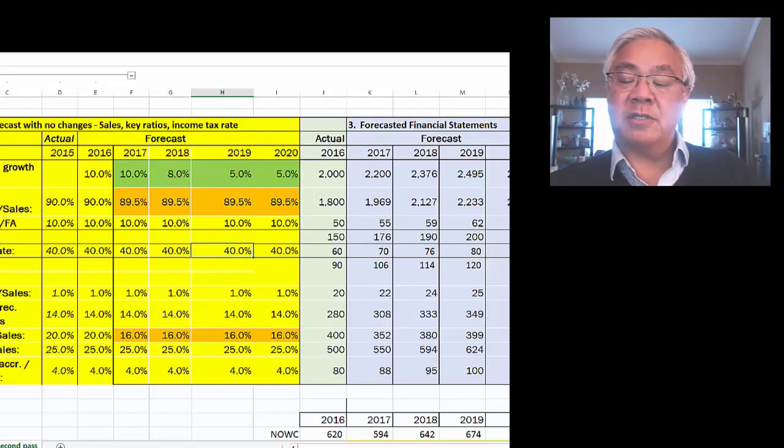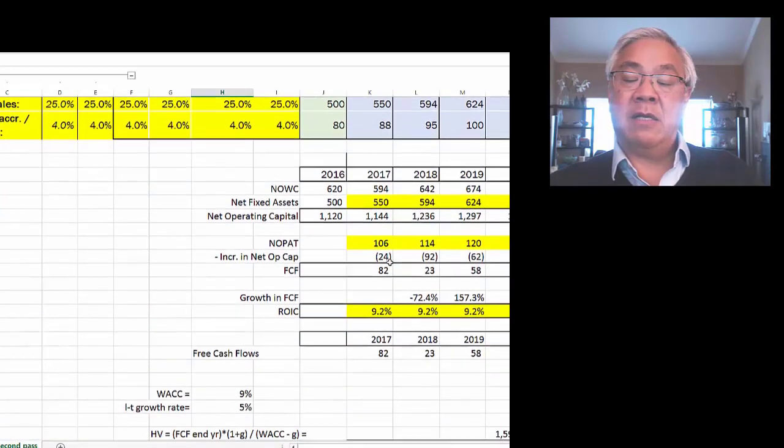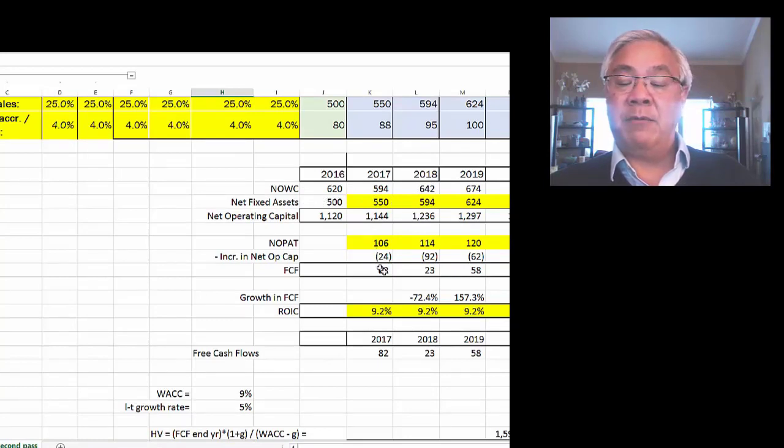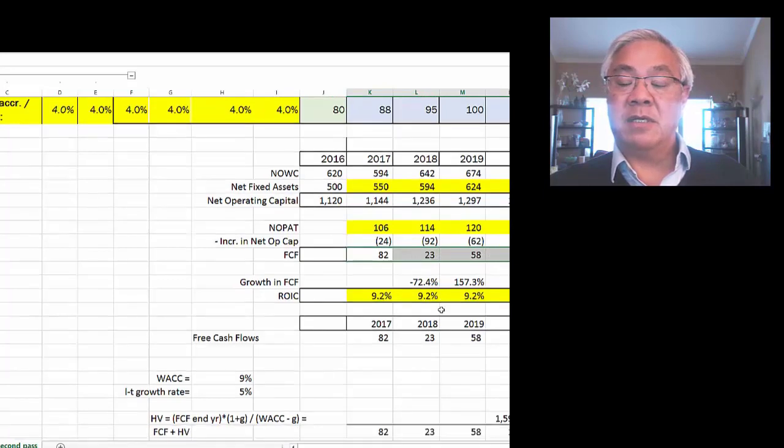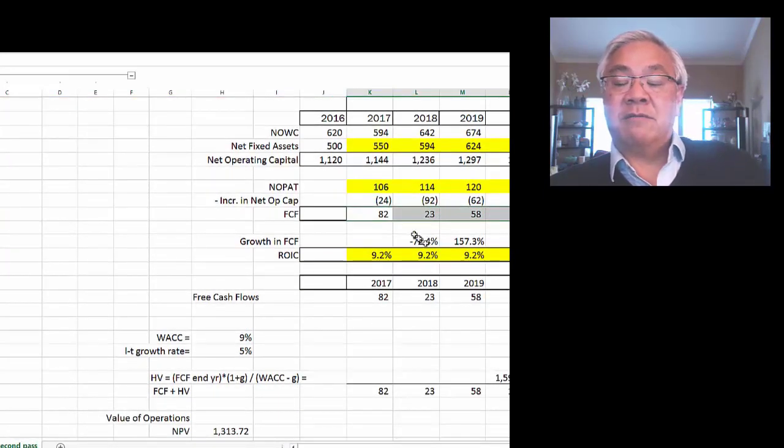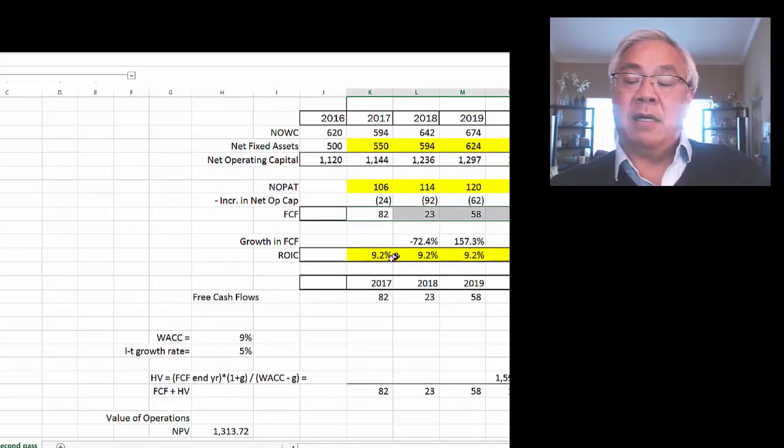Well, we have these projections, and beauty of spreadsheets, we just pop in the variables and see what happens. And when we go down here to some of the measures on free cash flow, net operating working capital changes, fixed asset changes, etc., and we end up with this. Free cash flow is improved. We're still negative here in terms of our growth. We went from 82 down to 23, but our ROIC went to 9.2.